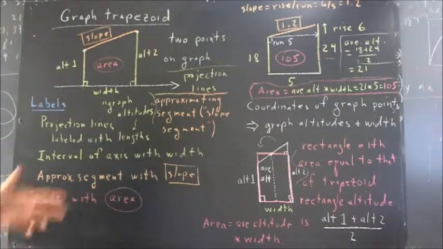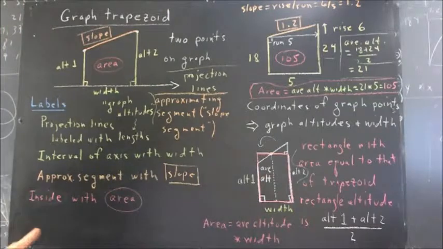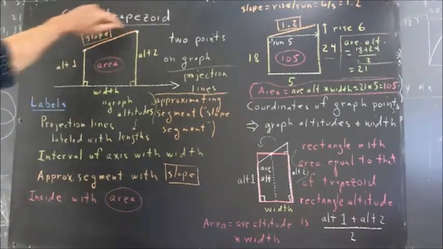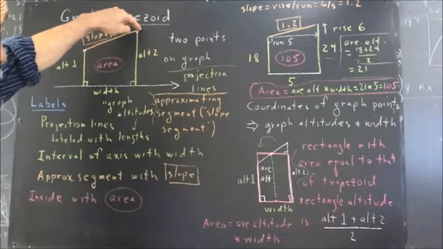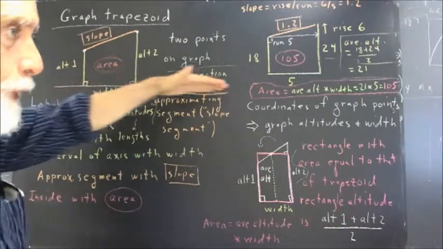Okay, brief rundown of graph trapezoids and their labeling. A graph trapezoid starts with 2 points. And from those 2 points, we create the rest of it. Well, it starts with 2 points and an axis, which I'll refer to as the horizontal axis.